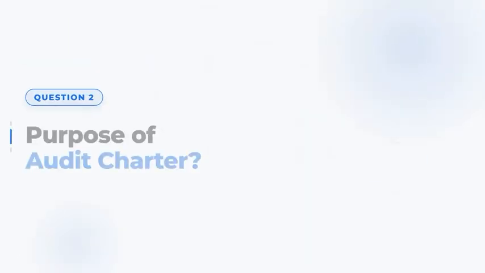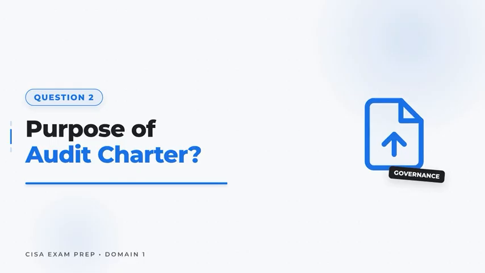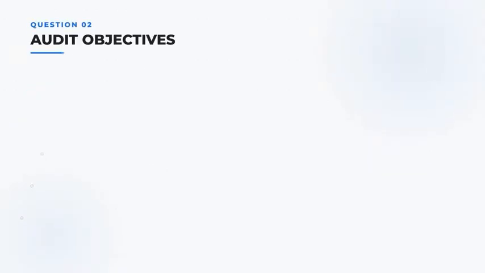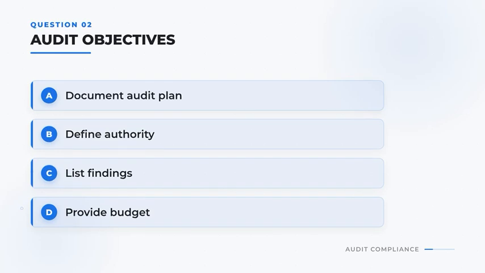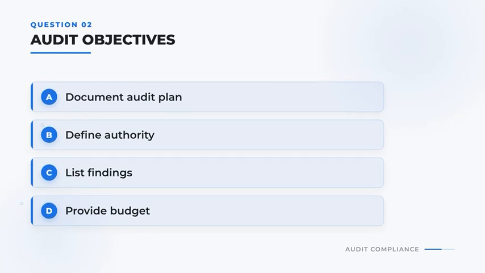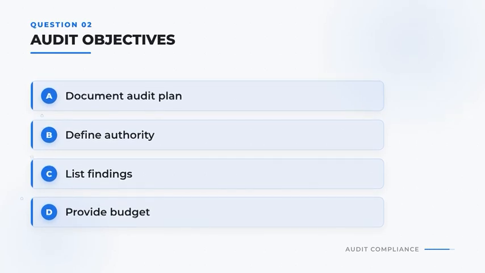Question 2. What is the primary purpose of an audit charter? A. To document the audit plan. B. To define the authority and responsibility of the audit function. C. To list audit findings. D. To provide a budget. The correct answer is B.